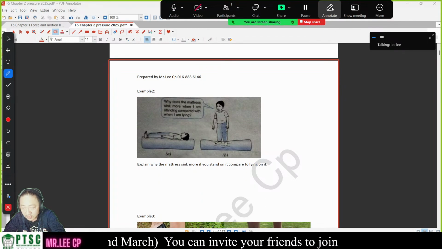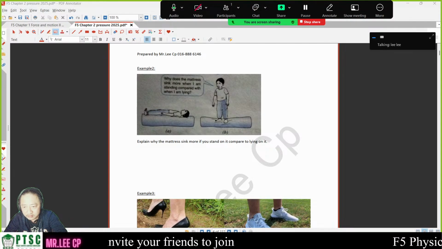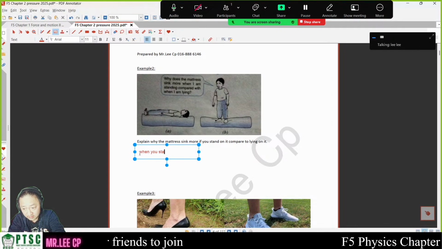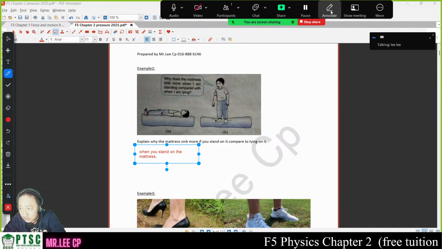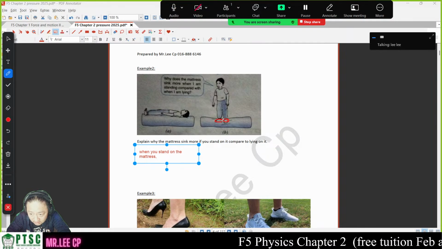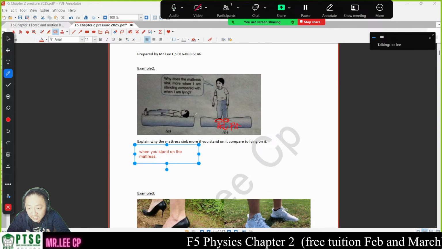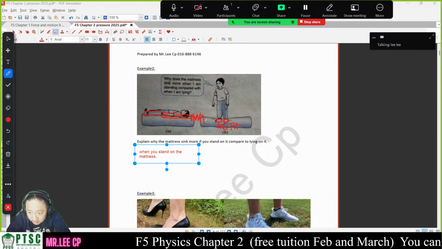Now we see the first example here. Explain why the mattress sinks if you stand on it, compared to when you lie on it. When you stand on the mattress, the contact area is so small, so pressure is high. When you lie on it, the area is big, so pressure is small.